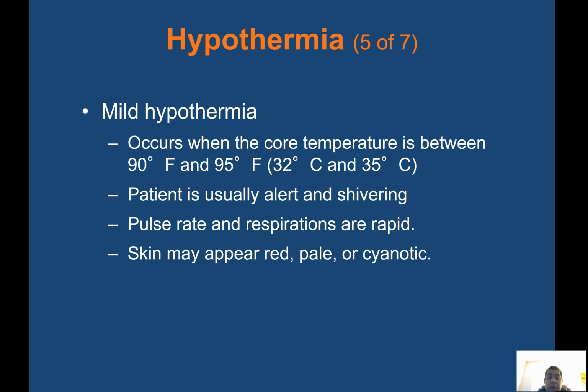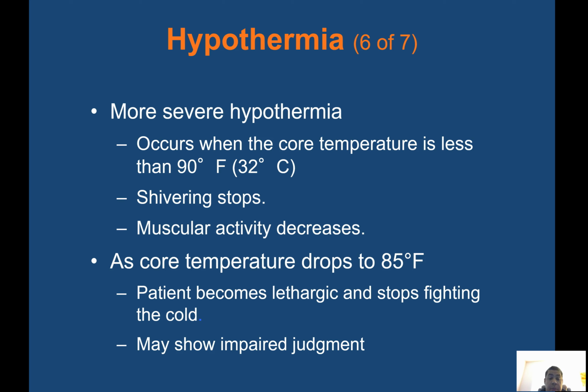Mild hypothermia occurs when the core temperature is between 90 degrees Fahrenheit and 95. The patient is usually alert and shivering. Pulse rate and respirations are rapid. Skin may appear red, pale, or cyanotic. More severe hypothermia occurs when the core temperature is less than 90 degrees. Shivering stops, muscular activity decreases. As core temperature drops to 85, the patient becomes lethargic and stops fighting the cold. They may show impaired judgment.